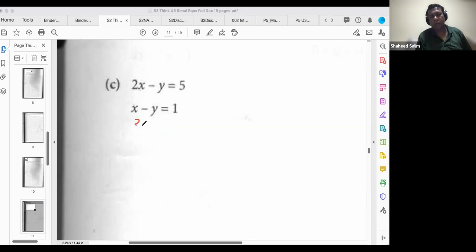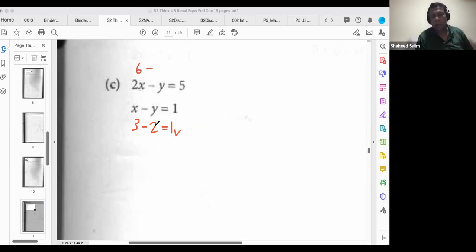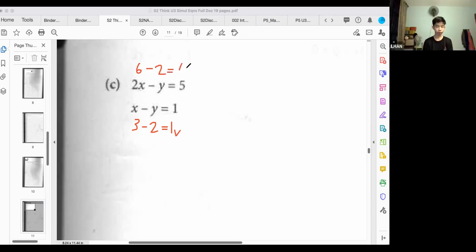Okay, let's see. Down here, does it work? Down here it works, right? Let us try down here now. X is 3. 2 times 3 gives you what? 2 times 3, 6. 6 minus y equals to 2. What do you get? 2. It doesn't work. Only works for one.